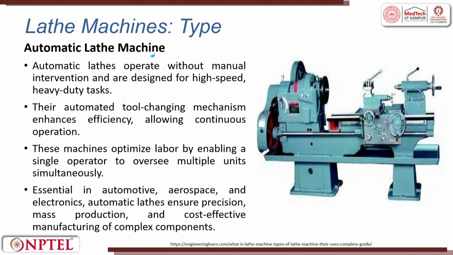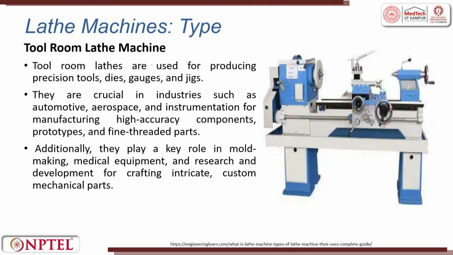This is the automatic lathe machine. Here it operates without manual intervention for high speed, heavy duty tasks. The tool changes automatically, giving high efficiency and allowing continuous operation. So, here you can produce multiple units in a set period of time. Tool room lathe machines are otherwise called high precision lathe machines. They are used for making high precision tools, dies, gauges and jigs. Very small and very precise.